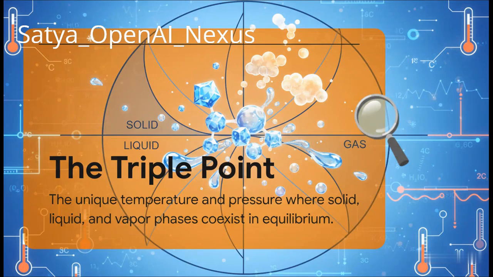Now for a concept that sounds like it's straight out of science fiction, the triple point. This is a very specific, unique combination of temperature and pressure where a substance can exist as a solid, a liquid, and a gas all at the exact same time, in perfect balance. And this isn't just a weird theory. The triple point of water is so incredibly precise and repeatable that scientists use it as the fundamental reference point for calibrating thermometers all over the world.